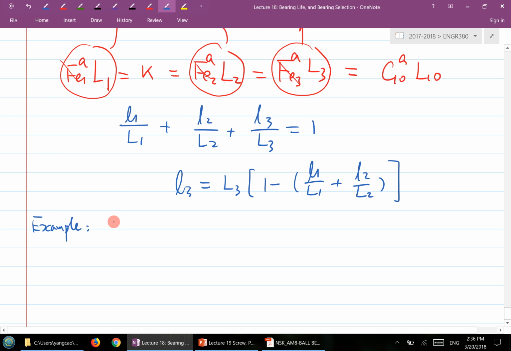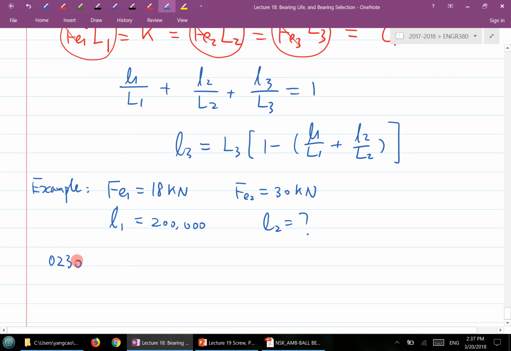In the assignments, you have FE1 equal to 18 kilonewton, and you have FE2 equal to 30 kilonewton, and subject to FE1 under L1, 200,000 number of cycles. What will be the remaining life when you subject the bearing to FE2? In this case, suppose we choose a 0 to 30 ball bearing with a C10 equal to 20.3 kilonewton, and L10 is 10 to the power 6.